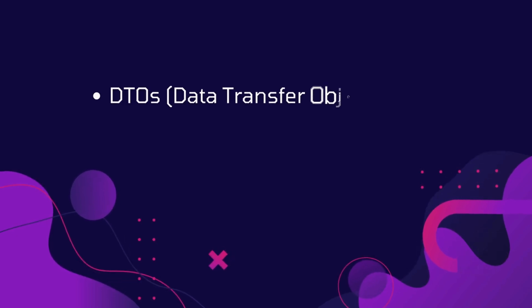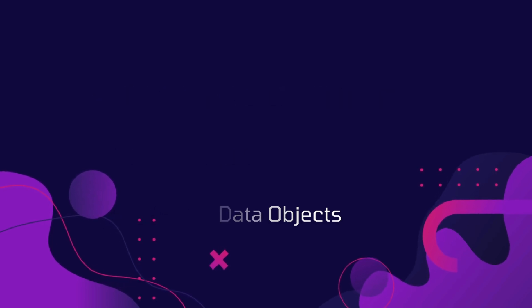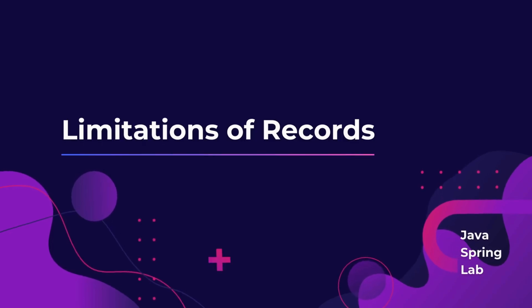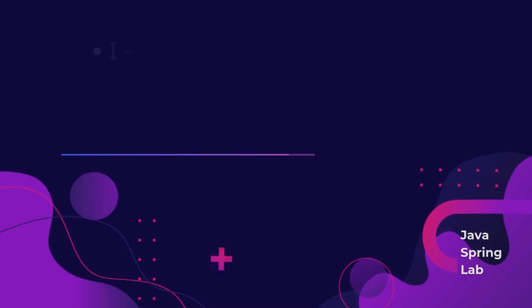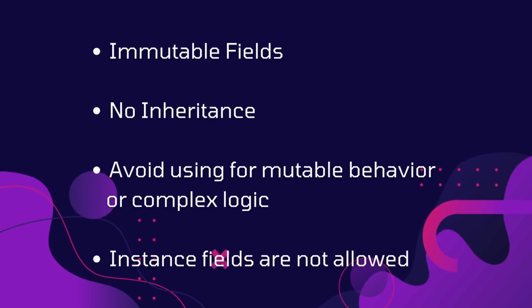Let's look at a few use cases where you can use records. Records can mainly be used as a data transfer object. They can also be used as model classes, or you can use them as a read-only data object. There are a few limitations with records. Fields in records are final and cannot be modified. Records cannot extend other classes, but they can implement interfaces. Avoid using records when mutable behavior is required in your object, and you can also avoid using records when you have complex logic.